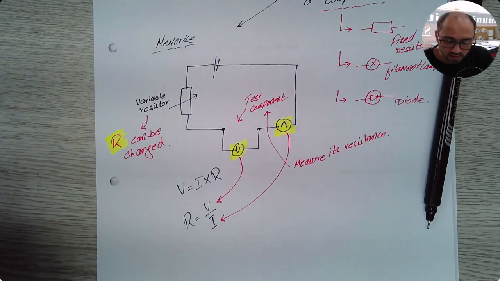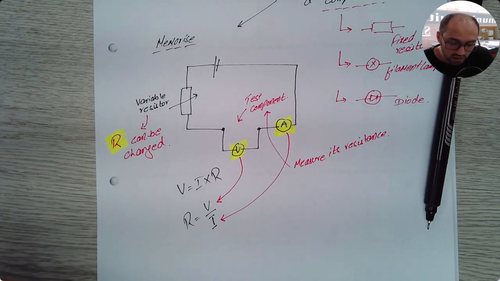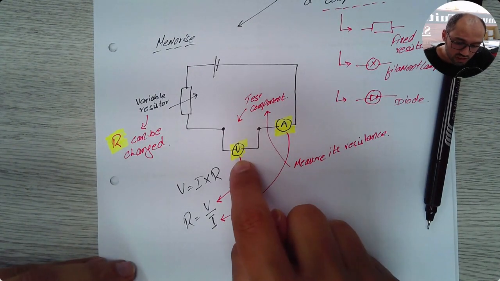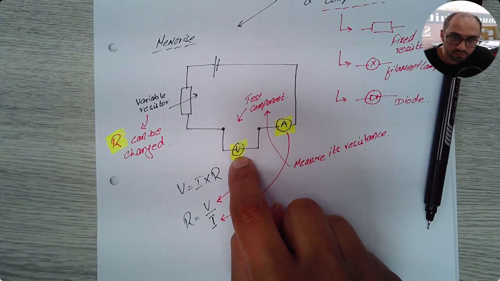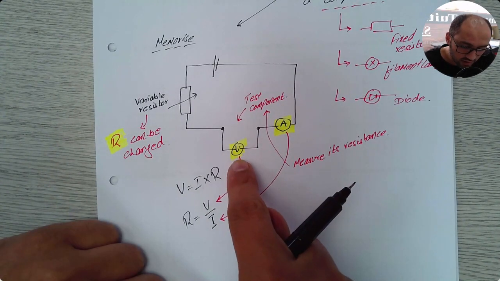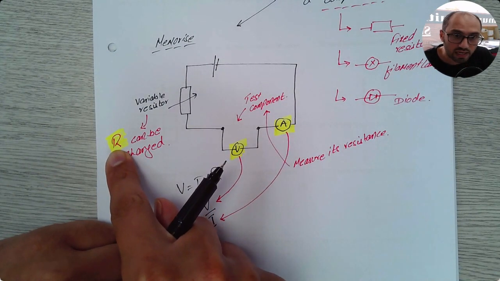Sometimes they will ask you to investigate how the resistance of this component here changes with potential difference across it. What does that mean? This means we will have to change the value of V here. You will need to consider the value of R, V, and I. And I told you R can be changed.